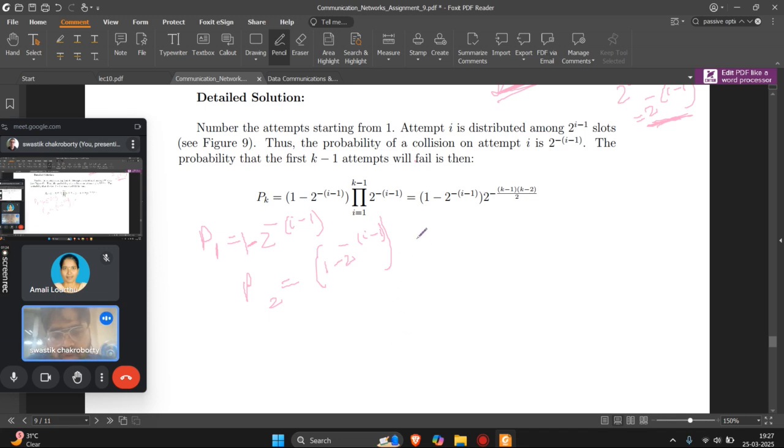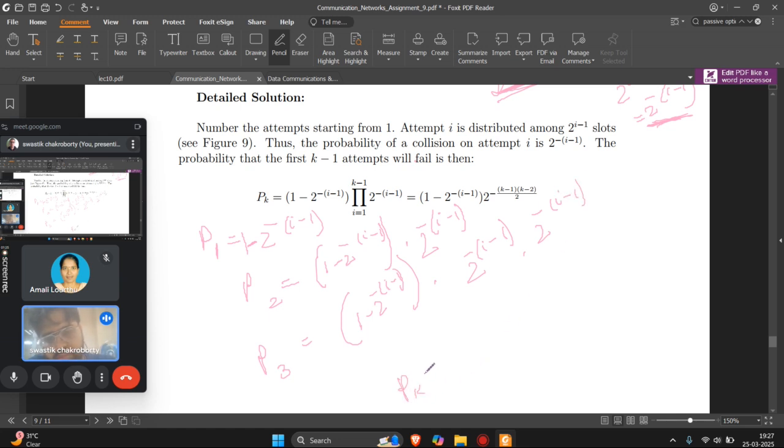1 minus 2 to the power minus (i minus 1), and the first one has to fail, so 2 to the power minus (i minus 1), here i will be 2. And for the third attempt to pass, this one will have success, the other two will have failure. So attempts number 1 and 2 have to fail.